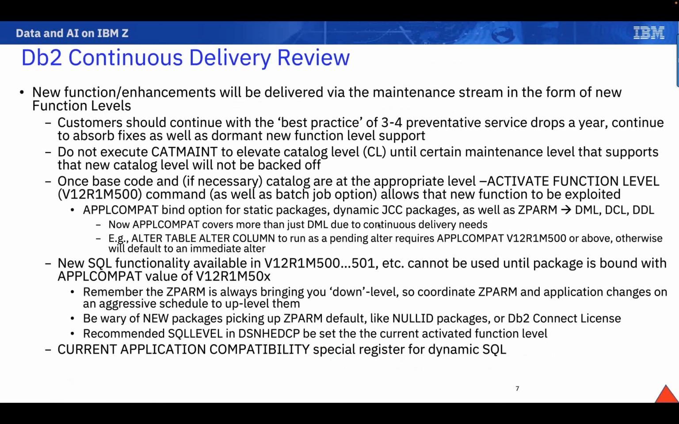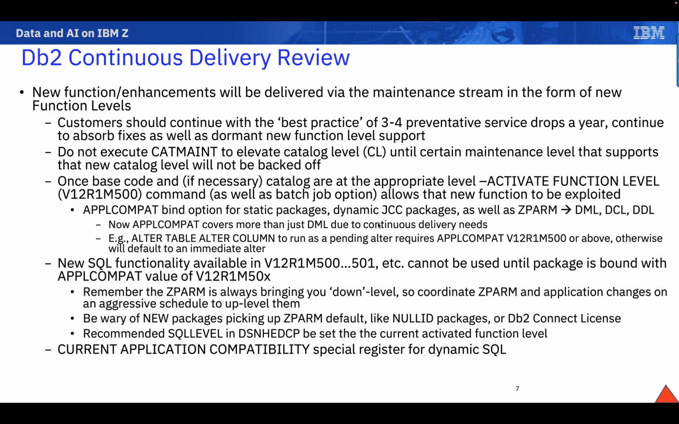And then once your catalog level is at a certain level, we'll talk different strategies coming up here, you could activate function levels up to what is supported in the catalog level. And then the last piece of it is the piece with APPLCOMPAT. When your applications are ready to exploit it, we recommend putting ZPARMs at down level, maybe function level 500. So if anyone forgets to put the APPLCOMPAT, they'll stay down level until they want to go to a higher level. Be very wary of new packages picking up the ZPARM default if you don't follow that recommendation.